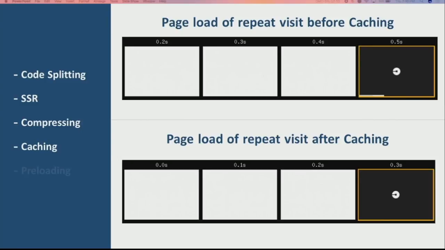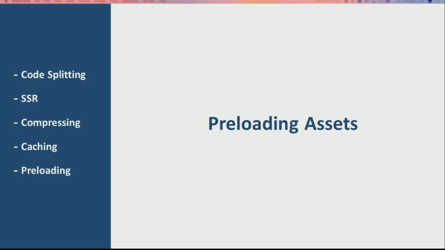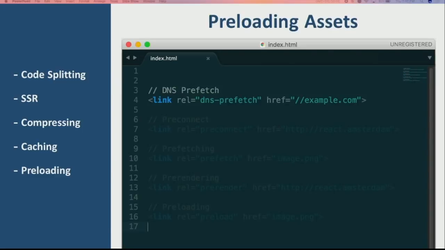So this was one. Another one is preloading assets. This is very tricky because you tend to preload all the assets which are needed before the actual need of the particular assets. For example, there are multiple ways. One is DNS prefetch. How many of you have tried preload? No one. Okay. You have tried.